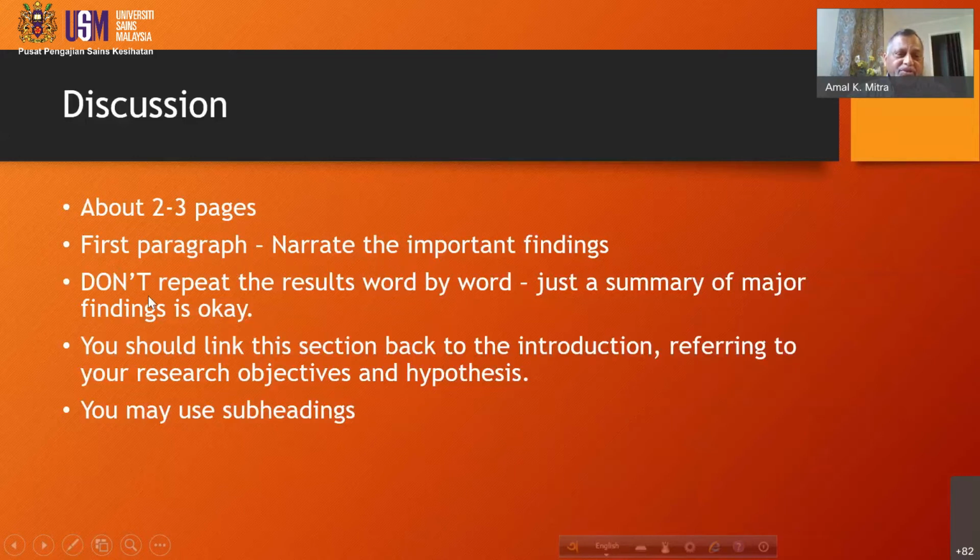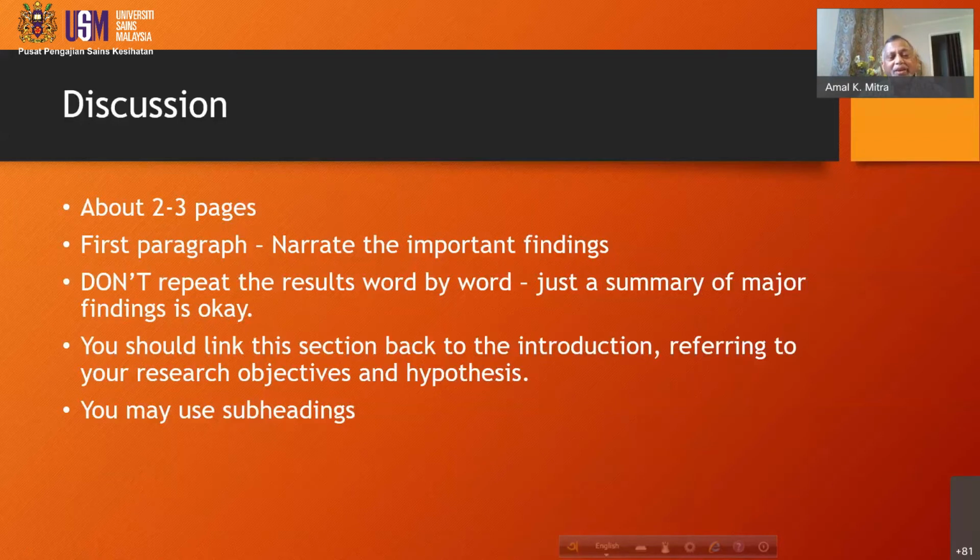This is a cautionary note, and I have seen this again and again. People repeat the results word by word in the discussion. That is wrong. Do not do that. Do not repeat the results word by word. Just a summary of major findings is okay. So what I do, if I have 4 important findings, I narrow them into the first paragraph and then explain them one at a time in the next few paragraphs.